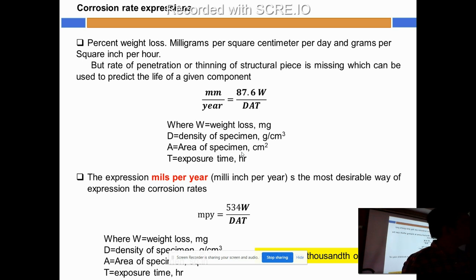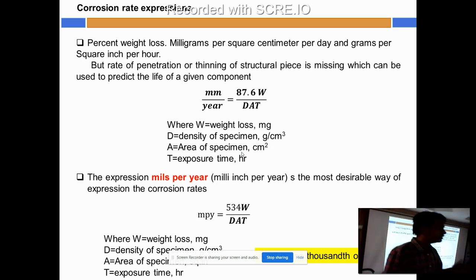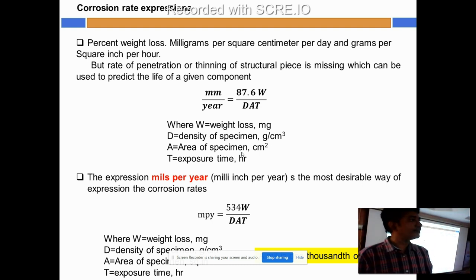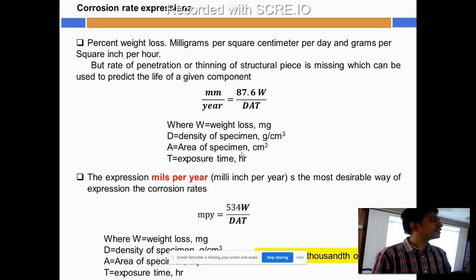Okay, fine. So these are the ways in which we exhibit or talk about corrosion reaction rates. I'll stop here. In the next class, probably tomorrow itself, I will start the effect of oxidizing agents. So we are entering into the second unit.